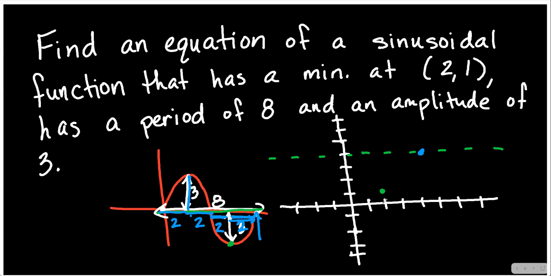If I go the other direction, 2 the other direction, and 3 up. So 1, 2, 3 up. That should give me that point. 2 over, 3 up. That's going to give me this point. And 2 over and down is going to give me that point. So now what I have is a graph that kind of looks like this.